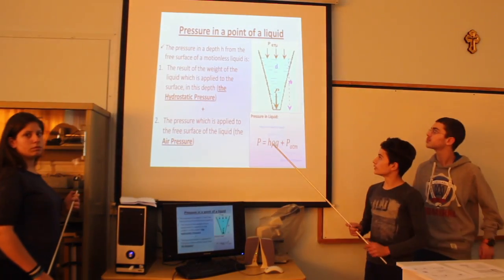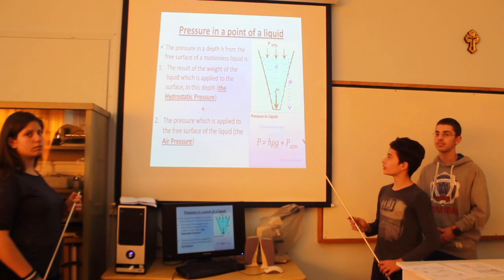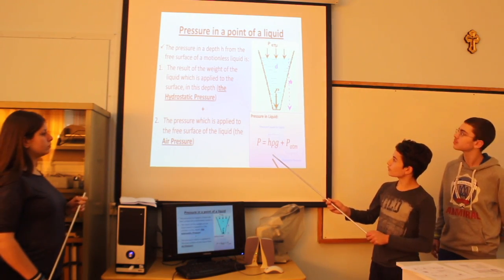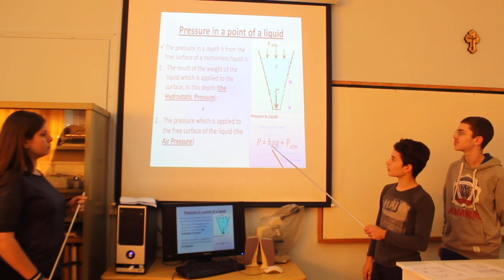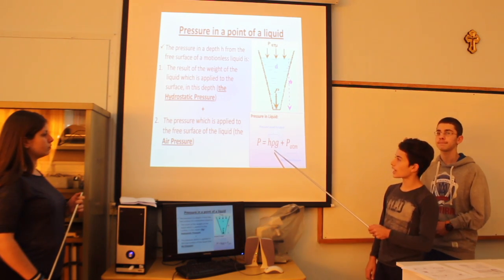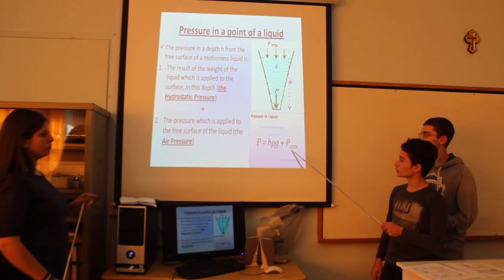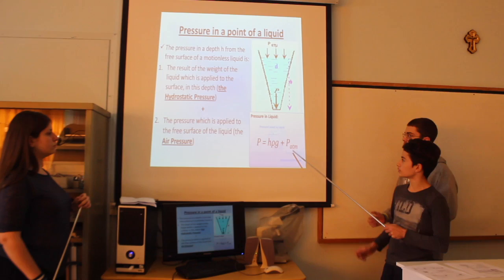Pressure at a point of a liquid. The pressure at a depth h from the free surface of a motionless liquid is the result of the weight of the liquid which is applied to the surface at this depth, which is the hydrostatic pressure, plus the pressure which is applied to the free surface of the liquid, which is the air pressure.